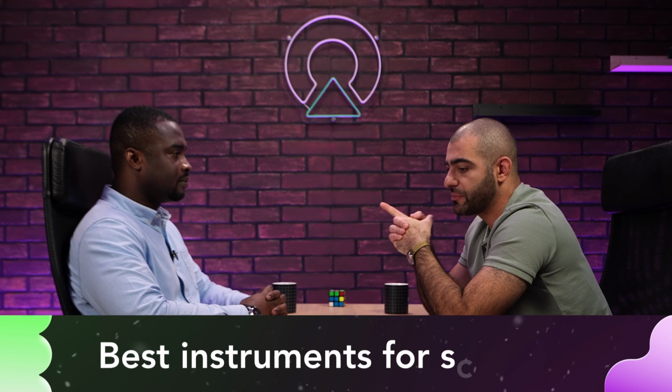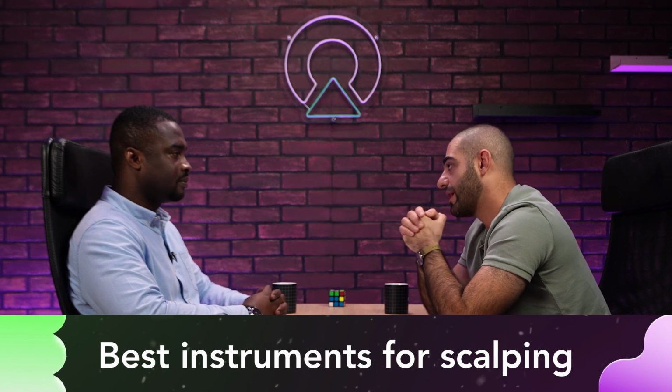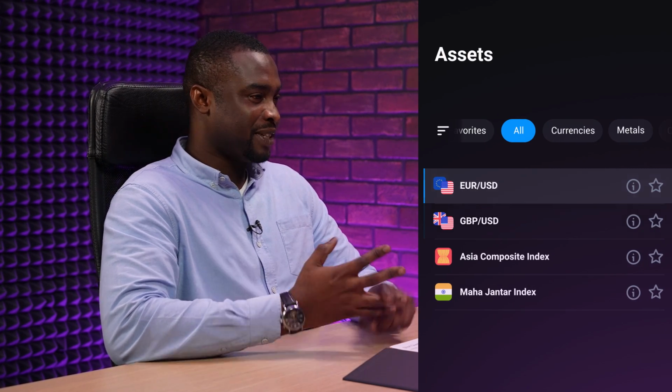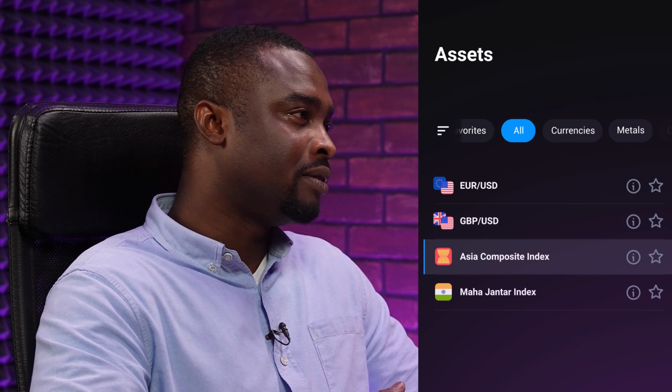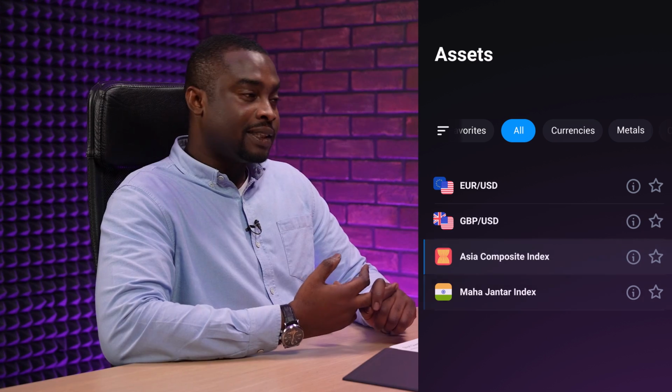I know you like scalping, you told us before. Are there any specific trading instruments you prefer for scalping? Most definitely. So I have the Euro USD, the British Pound USD, the Asian Composite Index, and also usually I have Mahajanta Index. Yeah, that's for the Indian market. All right, okay. So we have main currency pairs plus a few commodity indices, right?